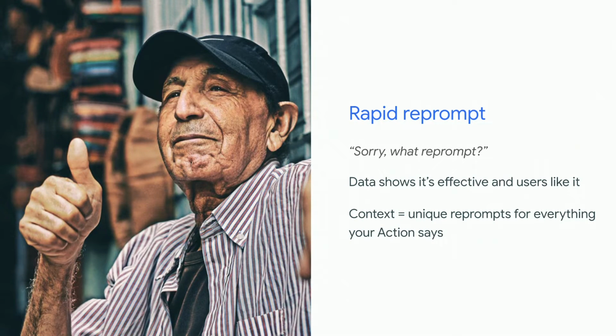This style of error reprompt is called a rapid reprompt, and our data shows that this style is effective with users and they like it. One note is because it's contextual, that does mean you'll need one of these prompts for everything that your action says, but the win in quality is well worth that, and also it's much easier to write these than you might first think. You can learn more about how to do that in depth on our design guidelines here.